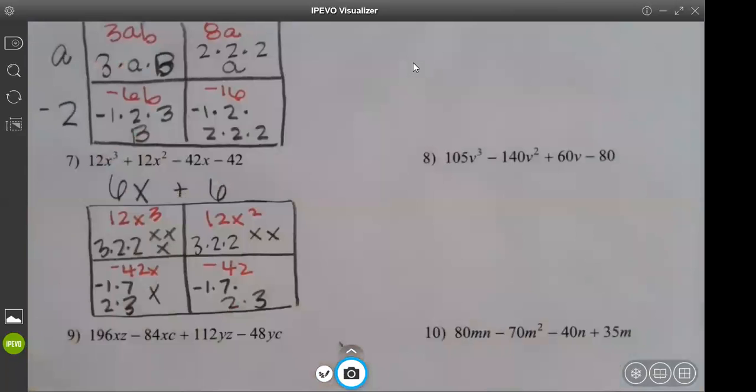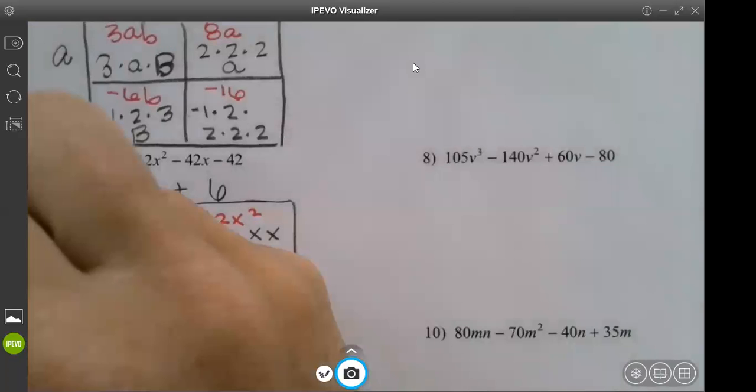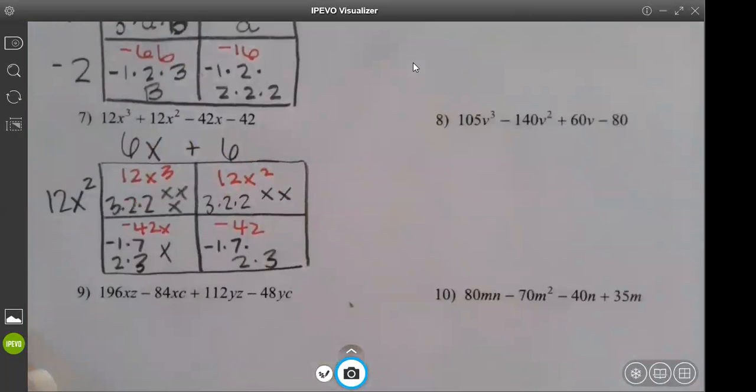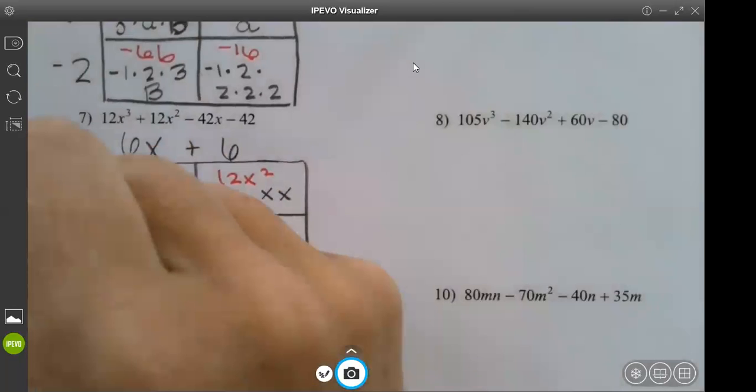Okay. What about across? 3 and 2 2s and 2 x's. Okay, so 3 and 2 2s is 12 and 2 x's. We're going to talk about this one in just a second. I'll show you. What do they have in common? A 7 and a 2 and a 3. So that is actually negative 42.